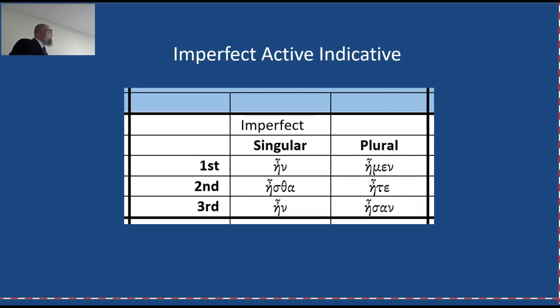Now do the imperfect. Ain. Asta. Ain. So first and third are the same. Amen. Ate. Ason. How would I say we are in Greek? Esmen. How would I say you singular were? Esta.